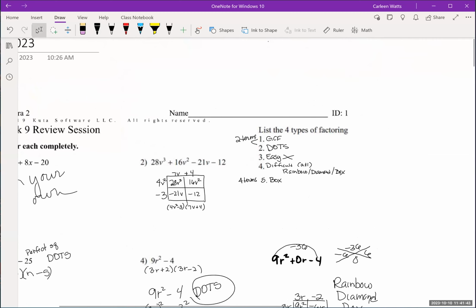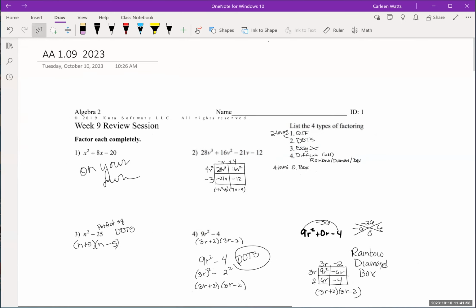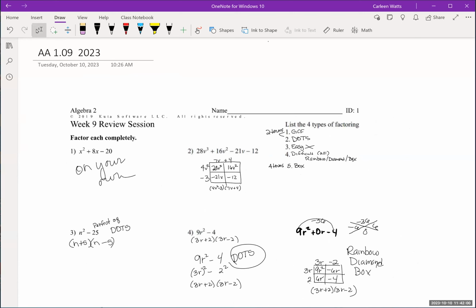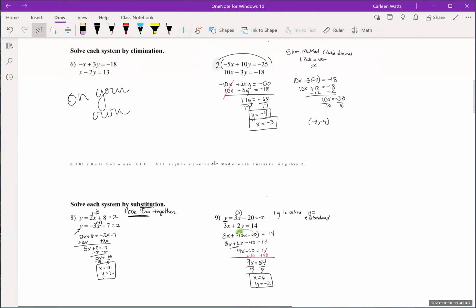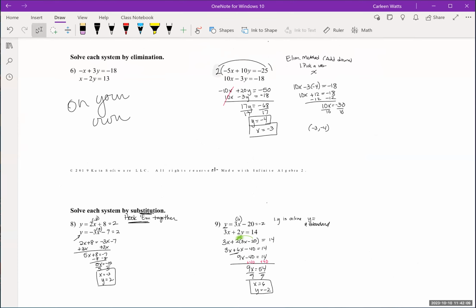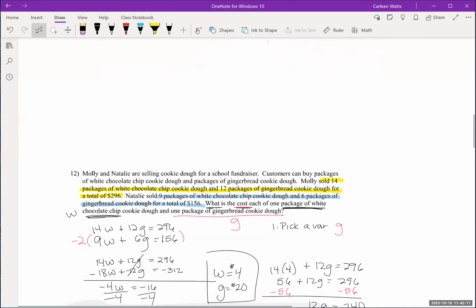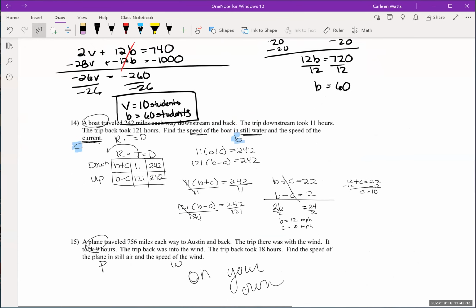Okay, requests from either the RSP or the practice exam. What do you need to see one more time? Number 1, you're going to make a diamond and then go straight to the answer. You don't have to do the box for number 1. I think we're good.